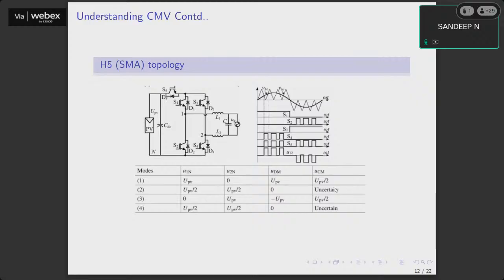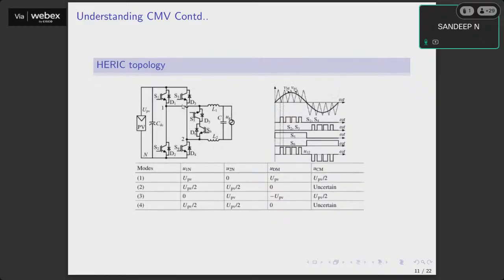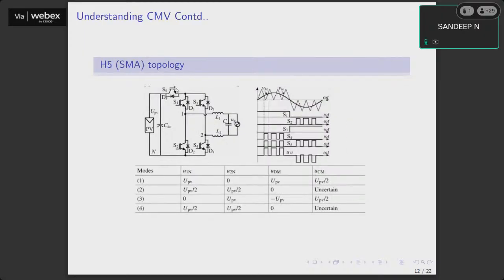What is the advantage of this S5 compared to H6 or Herrick, both being the same? In Herrick you have added two switches, whereas in H5 you have only one switch. So that is the advantage. Efficiency wise, this performs better than the Herrick topology. That is a very basic version of how the structure started getting popularized.